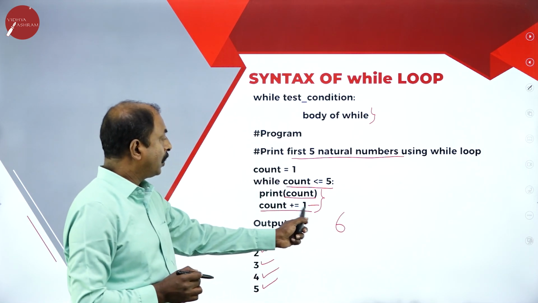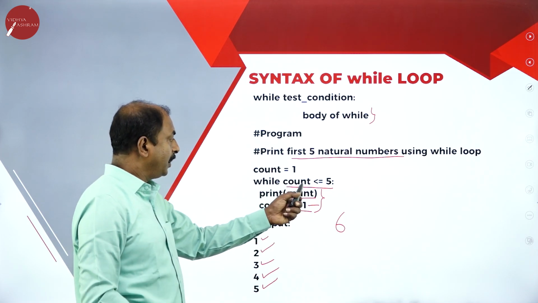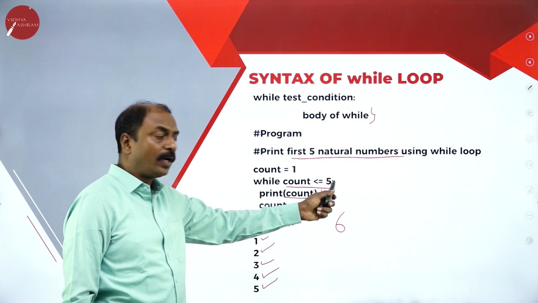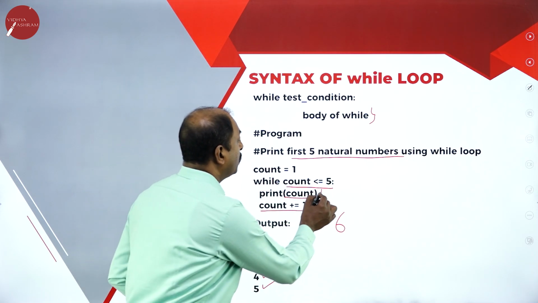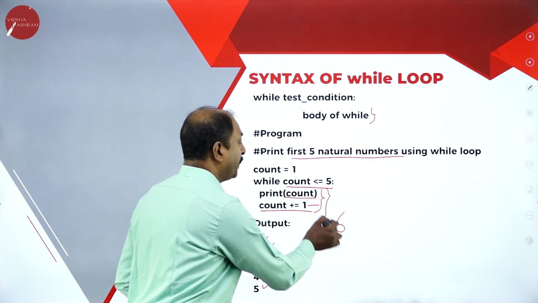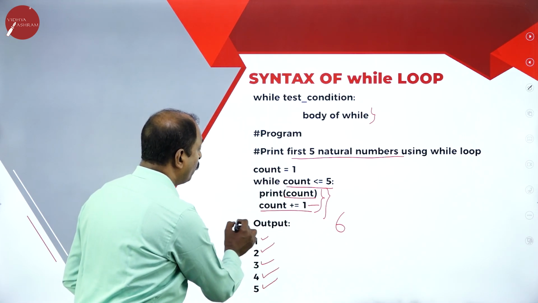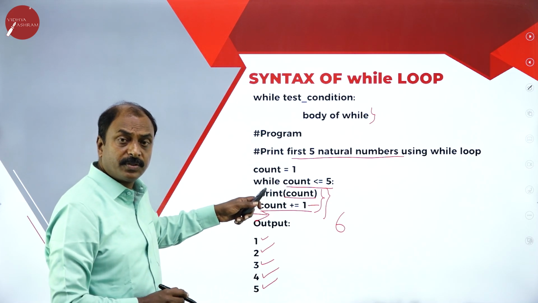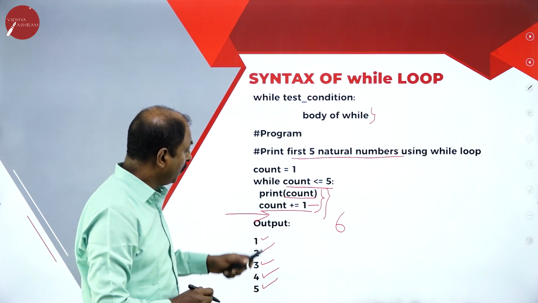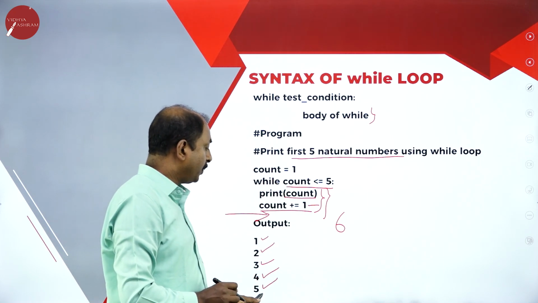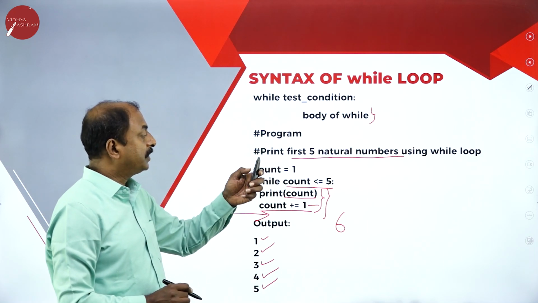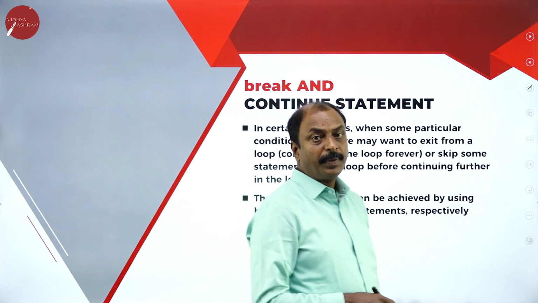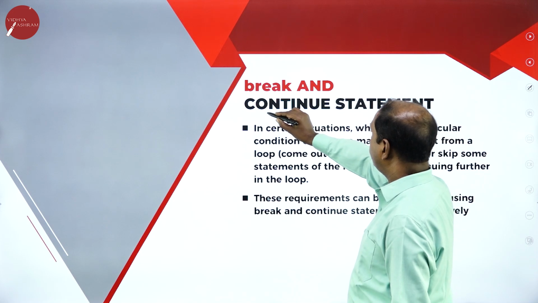Once the value of count becomes 6, it checks the condition: 6 less than or equal to 5? No, the condition fails, it is false. In this example, it will not execute the body, so it is not going to print the value 6. It comes out of the while loop, meaning control transfers to the next statement after the while loop. So it stops at the value 5 in this example. This is how the while loop works. Now our next topic is the break and continue statements.